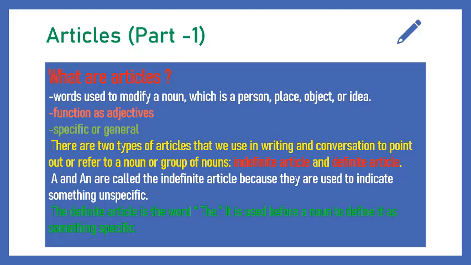There are three articles in English: a, an, and the. These articles are categorized into different types based on their uses. So we can say there are two types of articles that we use in writing and conversation to point out or refer to a noun or group of nouns: indefinite article and definite article. What is indefinite article? A and an are called the indefinite article because they are used to indicate something unspecific. What is definite article? The definite article is the word the. It is used before a noun to define it as something specific.